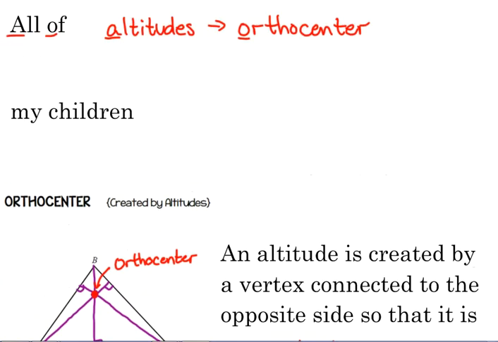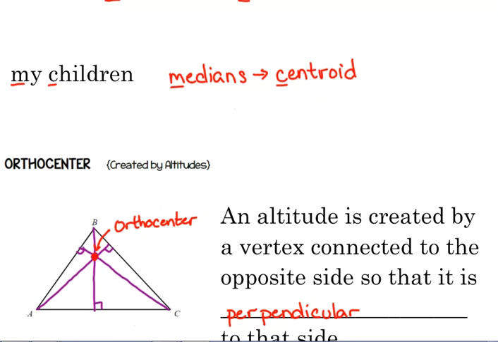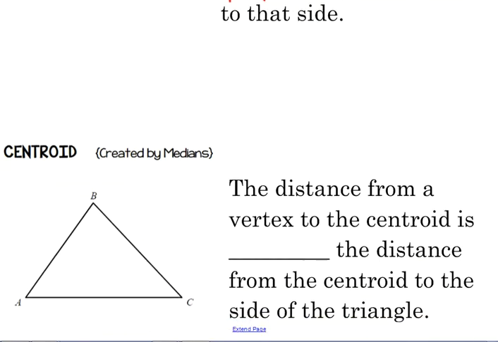Now, the next part of the acronym says "my children." Okay, "my children." M stands for the medians, and "children" stands for the centroid. All right, so a median is the middle of each side of the triangle. So there on your triangles, I've already marked the midpoint of each side.